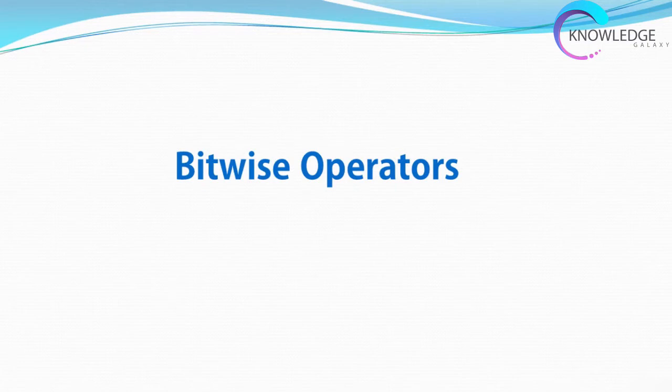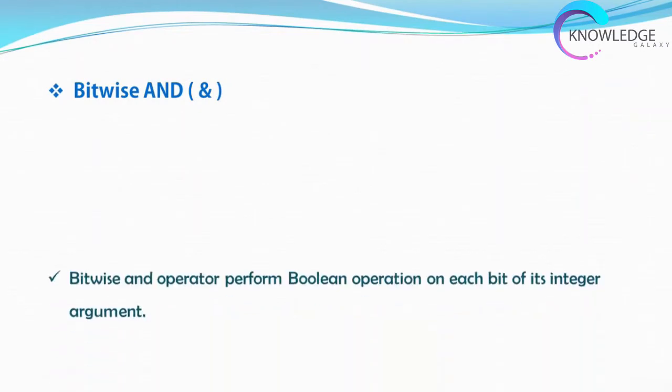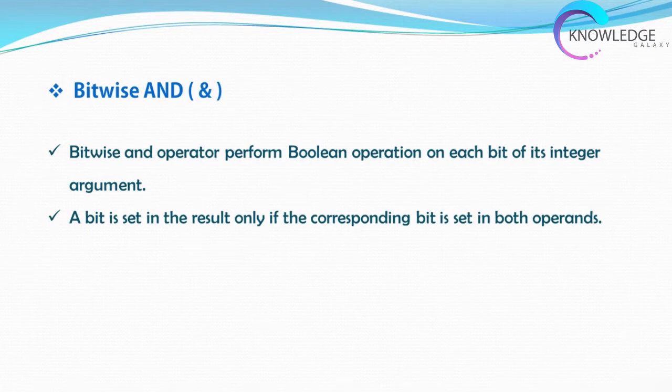Bitwise operator works on only integer operand and assumes this operand as 32-bit integer rather than 64-bit floating point value. Now the following are the bitwise operators. First, bitwise AND operator. Bitwise AND operator performs boolean operation on each bit of its integer argument. A bit is set in the result only if the corresponding bit is set in both operands.